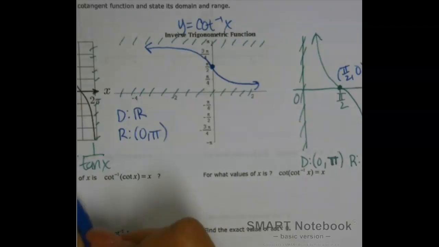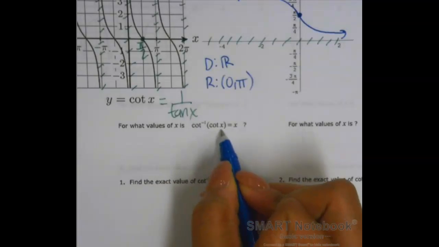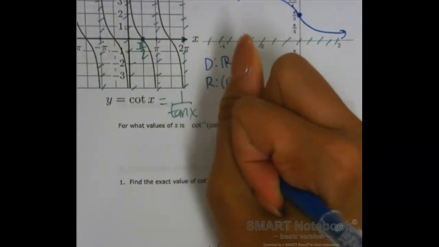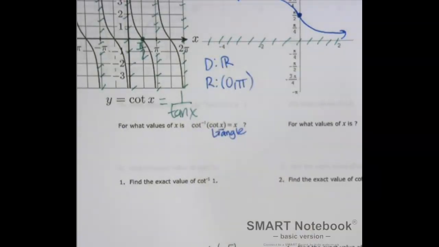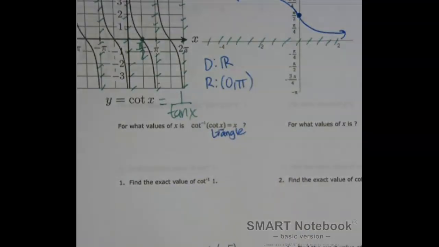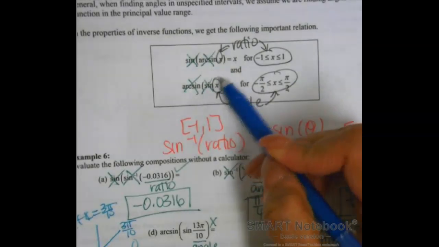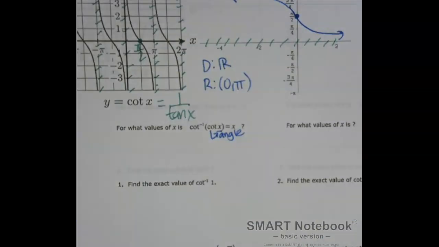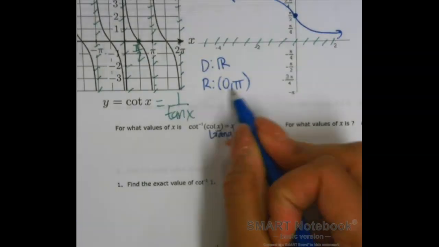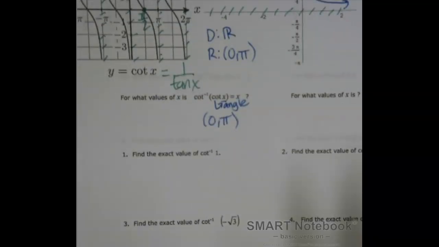So the first thing it says is, for what values of x is cotangent inverse of cotangent of x equal to x? Keep in mind, this x, if cotangent's right next to it, needs to be an angle. This is pretty much doing what we did in the boxes on your inverse tan, cosine, and sine page. If you have an angle, you want to make sure it's between the range you have on your graph. So for this range, we want x to be between 0 and pi.